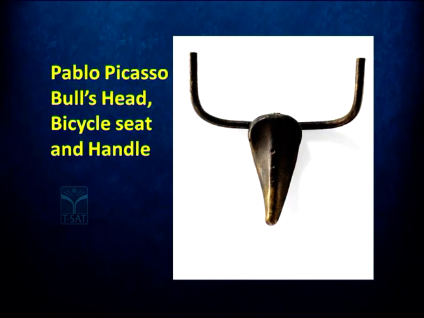What he did was just juxtapose two different parts of a bicycle together and create something called Bull's Head. When you look at it, it reminds us of the head of a bull. And how did he create this? He placed the handle and the seat of a bicycle. The handle of the bicycle is upturned, and the bicycle seat is placed in the center. When you look at it, you relate it with our image of the bull's head, right?